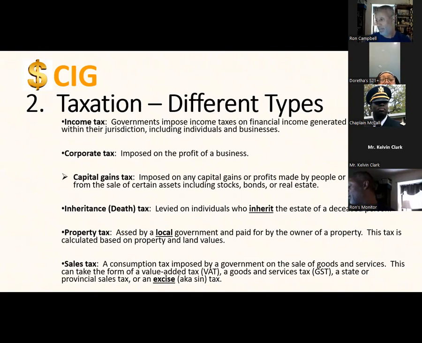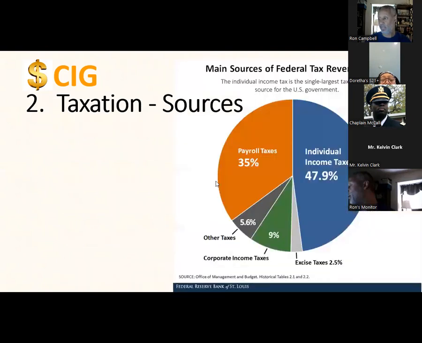The last one is the sales tax, which includes VAT taxes, which you see in Europe, goods and service taxes, state sales taxes, and excise tax, basically known as a sin tax. Those are taxes on things like cigarettes, alcohol, and stuff like that. So that's why you hear the word sin tax. All right, here is just showing the sources of income for the federal government. You can see the two biggest ones are income taxes and payroll taxes.